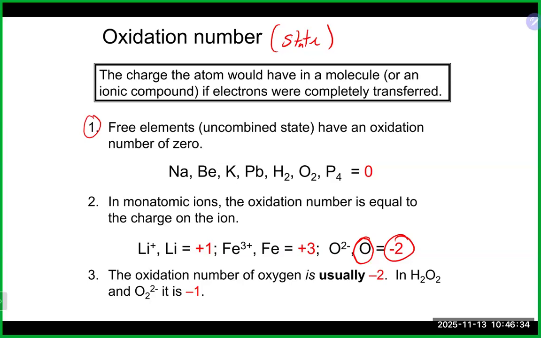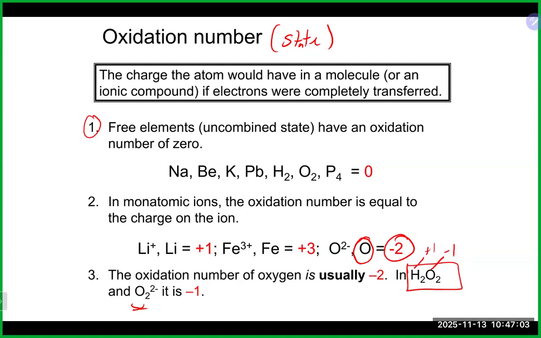Now, the oxidation state of oxygen, like I said, is usually a really good place to start in terms of identifying oxidation states. It is typically -2. The only time it's not -2 is if it's actually peroxide, and that's a polyatomic ion, which is O2 2-. It will have a -1 oxidation state, like we see here in hydrogen peroxide. That oxygen is -1, and the hydrogen is +1 in that situation.